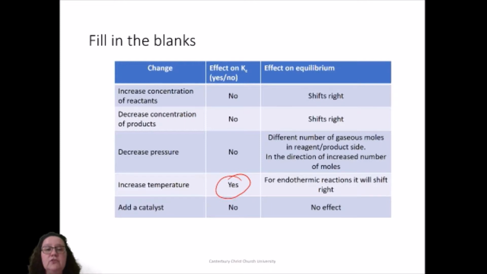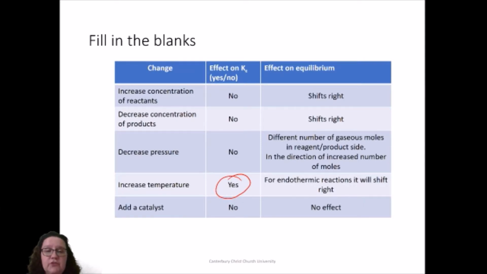If you increase the concentration of reagent or decrease the concentration of products, the equilibrium will shift right. If you increase the concentration of the reagents, the reaction will react to consume those reagents and produce products. And if you decrease the concentration of products, one or more, by removing that product, for example, from the reaction vessel, then again the reaction will try to counteract that change by producing more product.